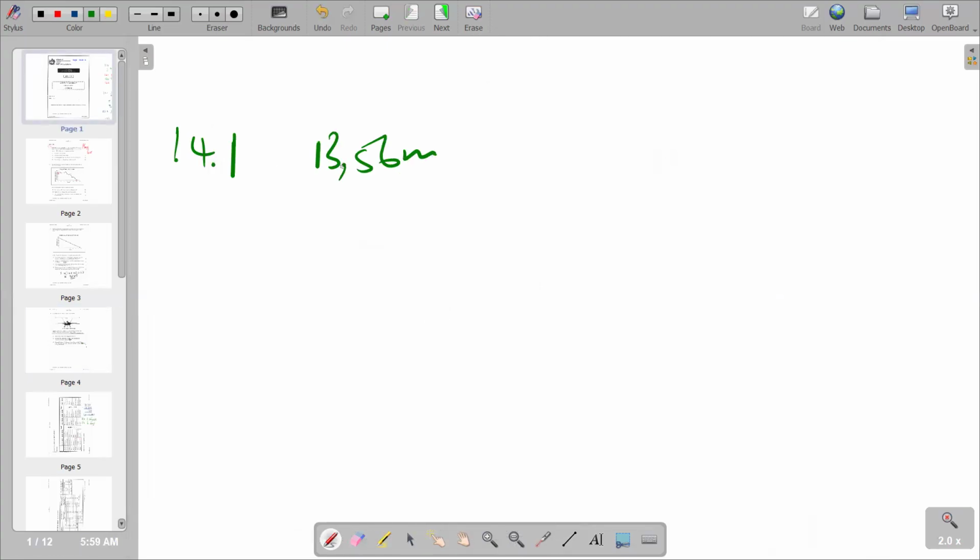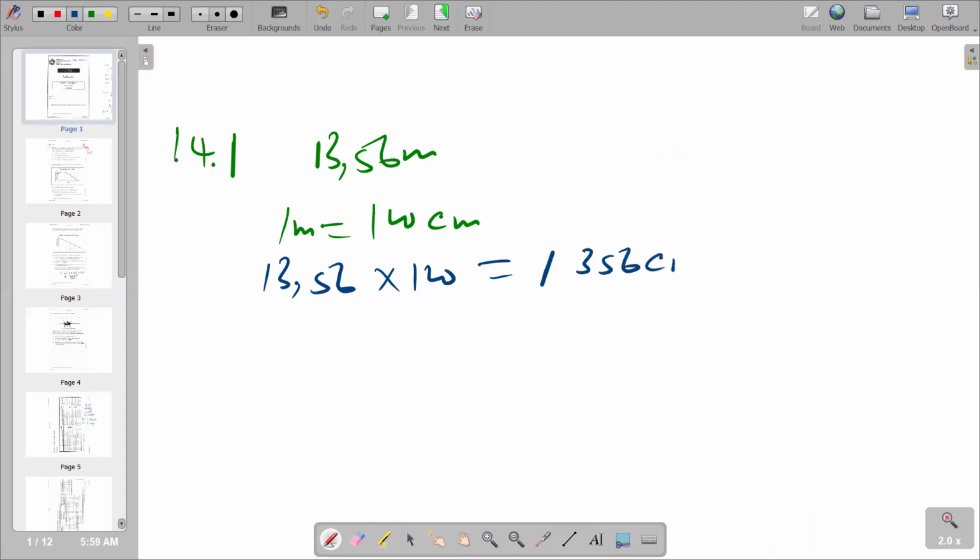13.56 meters. But we know that 1 meter equals 100 centimeters. So 13.56 will be equal to 13.56 times 100, so that we can convert to 1356 centimeters. So this becomes your answer on the first part.